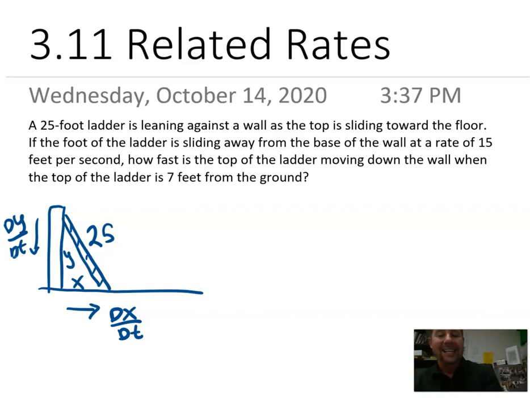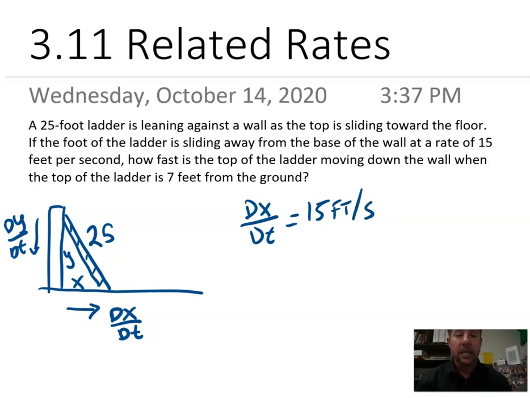Okay? As I'm labeling my picture, I also like to come into the side here and write down the things that I know. So in the problem, it tells me that dx/dt is 15 feet per second. How fast is the top of the ladder moving down the wall? So we're going to be looking for dy/dt.